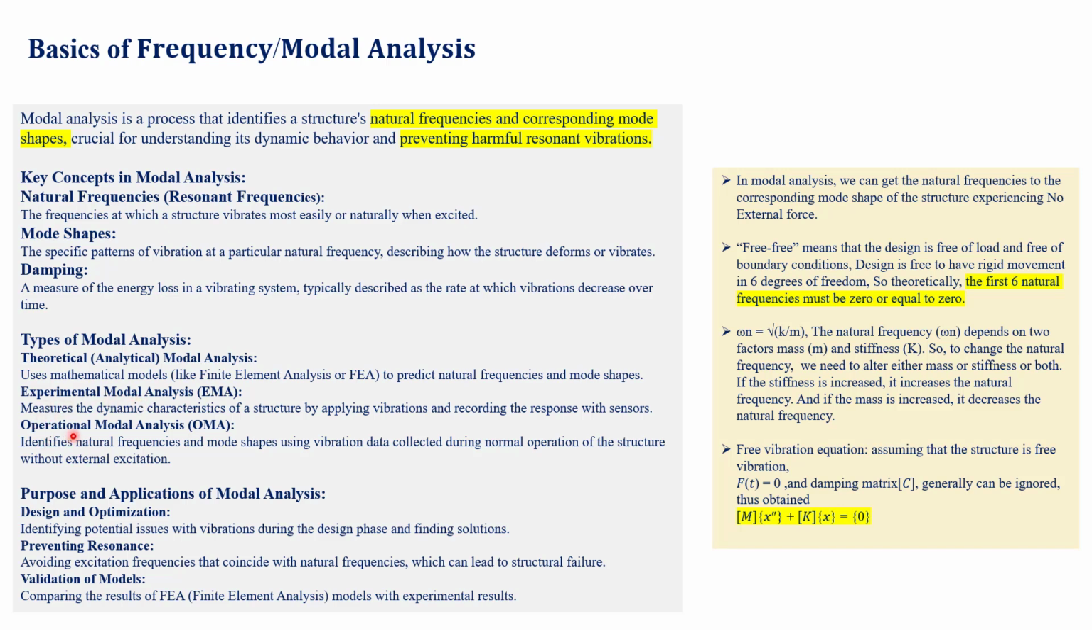And then the operational modal analysis, where we extract the natural frequencies and modes by using data collected during the normal operation of a structure without external excitation, using software or whatever it is. When it comes to the purpose and application of modal analysis, the first one is design and optimization. What it does is identify potential vibration issues during the design phase and find solutions in the design phase.